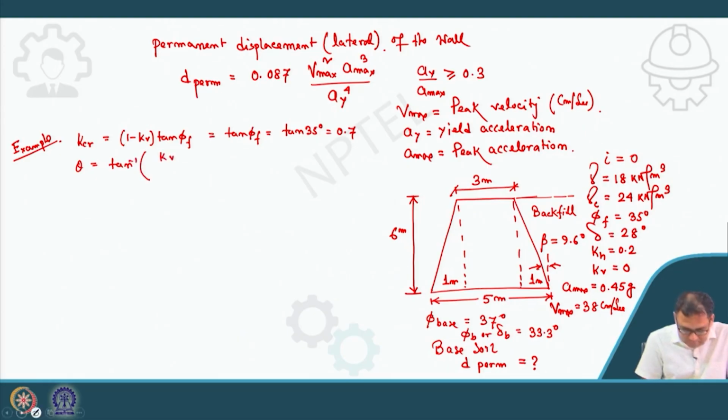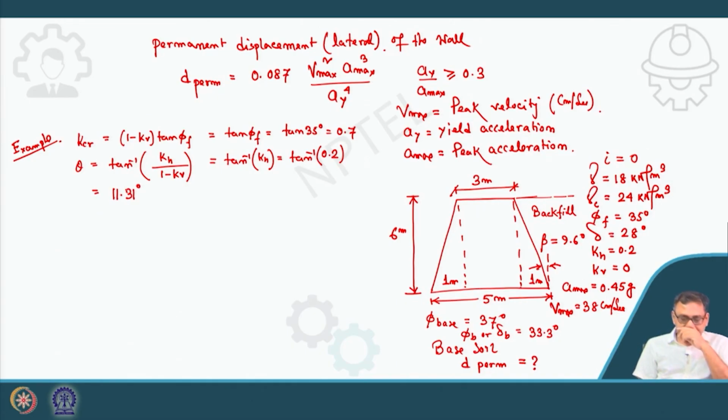Now, the theta value will be tan inverse of KH divided by (1 minus kV). kV is equal to 0, so it will be only tan inverse KH, and KH is equal to 0.2. So, this theta value is 11.31.